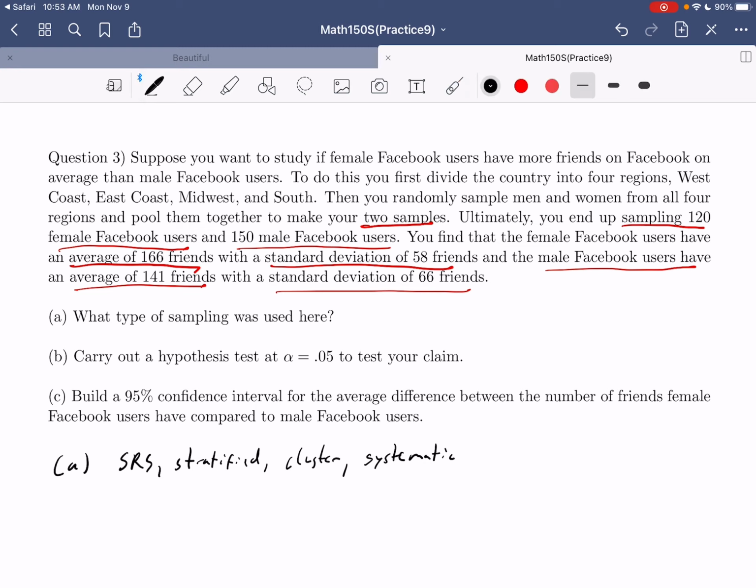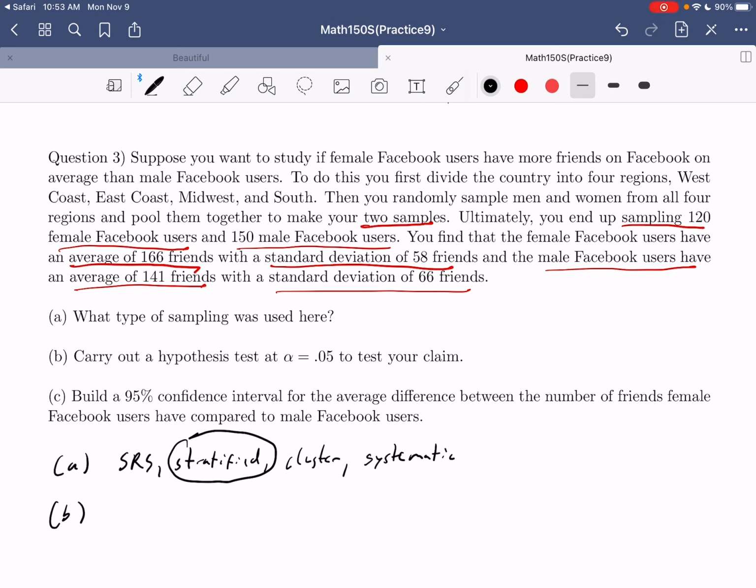So if you divide up initially, or you do some initial classification and take some people from each one, that makes this a stratified sample. So this is a classic example of a stratified sample. The strata, the groups, are the regions: the West Coast, East Coast, Midwest, and South. We wanted to make sure we got some people from each one.